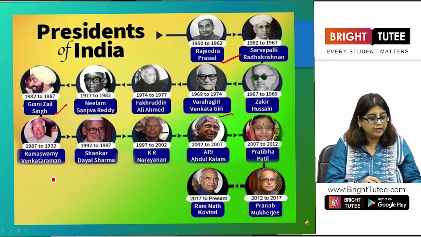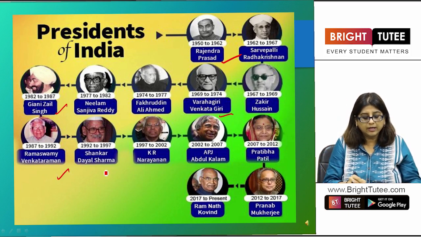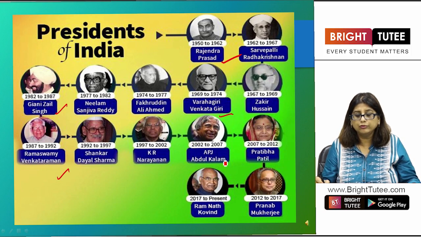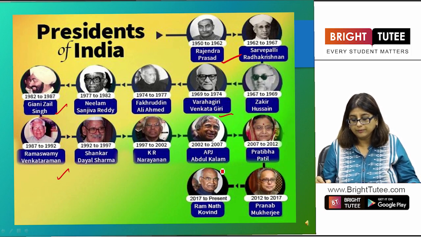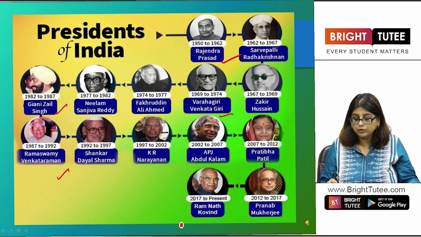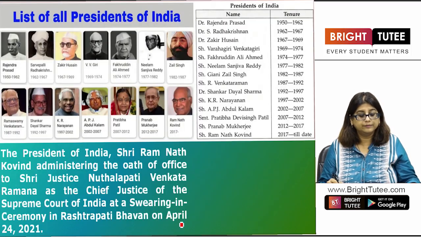69 to 74 was the tenure of Varahagiri Venkata Giri, and Zakir Hussain worked for 67 to 69. From 87 to 92 Ramaswamy Venkataraman, and 92 to 97 was Shankar Dayal Sharma, 97 to 2002 K.R. Narayanan, and 2002 to 2007 Dr. APJ Abdul Kalam, 2007 to 2012 Pratibha Patil, and 12 to 17 was Pranab Mukherjee, and 17 to present is Ramnath Kovind.